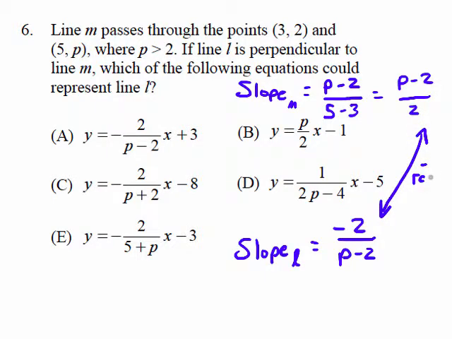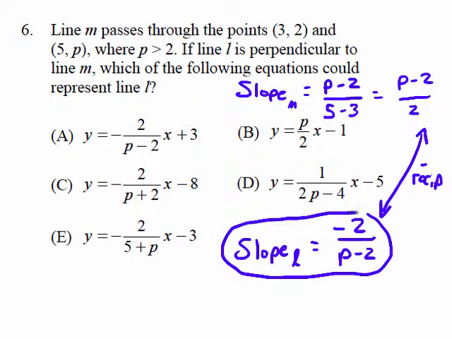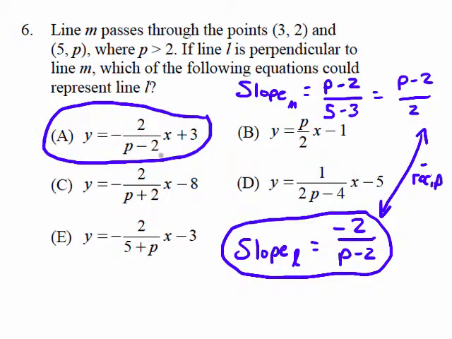Negative recip. Cool? So now what we need to do is look at the answer choices for a choice where the slope is this. And it doesn't take long because choice A has that as a slope, right? Negative 2 over (p minus 2). And the plus 3, all that doesn't matter. What we care about here is the slope, and that is the slope that we want. Done.